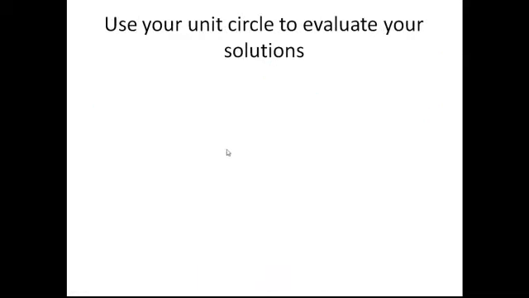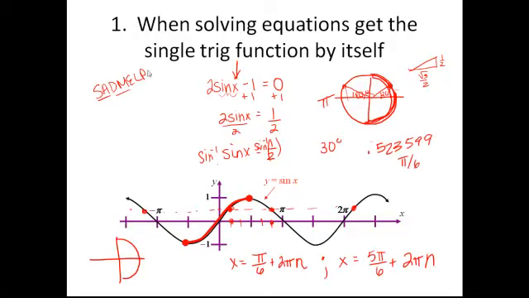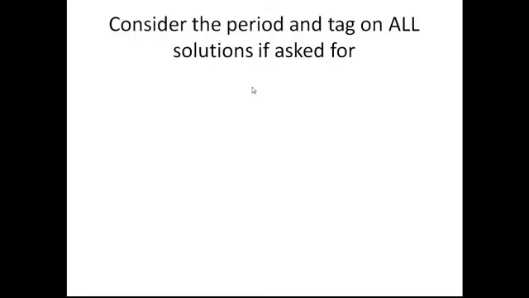In this process, once again, I need you to use your unit circle, so I guess I will put a 2 under this for the steps or the process that you're using. So first thing, when solving for equations, get the single trig function by itself. Then what you're going to want to do is use that unit circle to your advantage. You're going to try to find all possible solutions on your unit circle. You're not going to just do the algebraic inverse sine way. Okay. So get it by itself, then use your unit circle to identify what angles will make that equation true. And then consider the period and tag on all solutions if asked for.